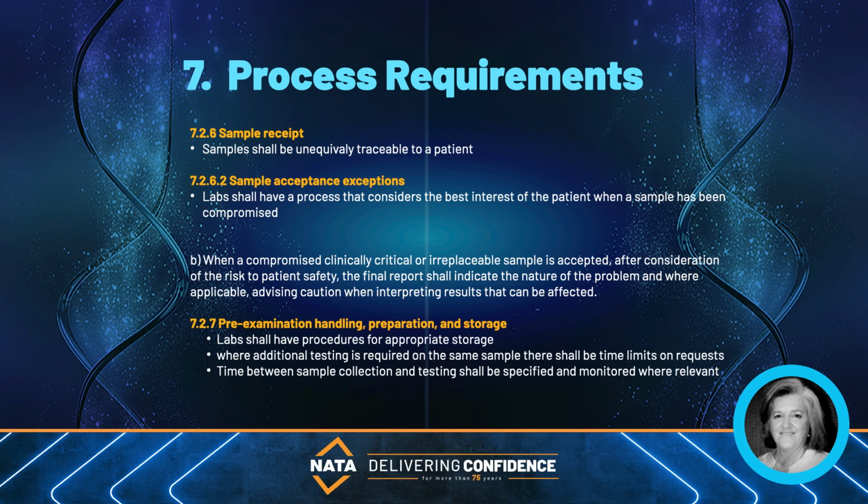Samples shall be unequivocally traceable to patients at all times, and when applicable, this includes the anatomical site. The lab shall have well-established criteria for acceptance and rejection related to patient risk, and there shall be procedures for handling urgent samples. Labs shall have a process that considers the best interest of the patient when a sample has been compromised. When a compromised, clinically critical or irreplaceable sample is accepted, after consideration of the risk to patient safety, the final report shall indicate the nature of the problem and, where applicable, advising caution when interpreting results that can be affected.